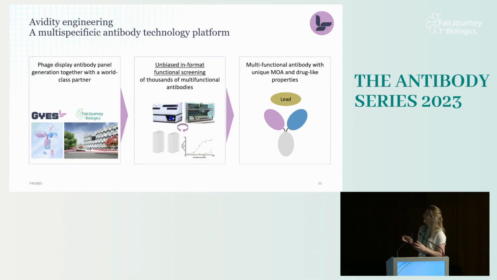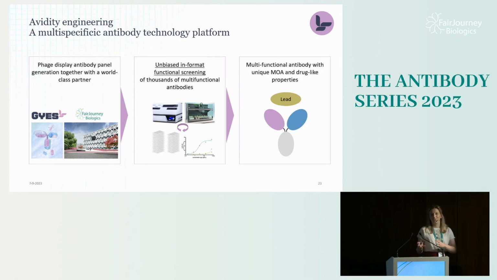And to highlight a bit about what we're now doing, we would like to generate phage display antibody panels, so really large antibody panels, together with a world-class partner, Journey Biologics. It's really nice to be able to collaborate with such an excellent team of scientists, so I'm really happy with that. And what we want to do with these panels is really perform unbiased in-format functional screening. So screen thousands of multifunctional antibodies, and I think this is important because we usually start out with a monoclonal antibody, we have panels, we select them, and we have a single lead.